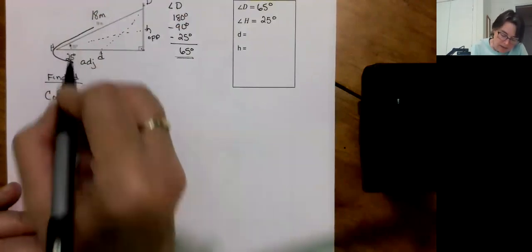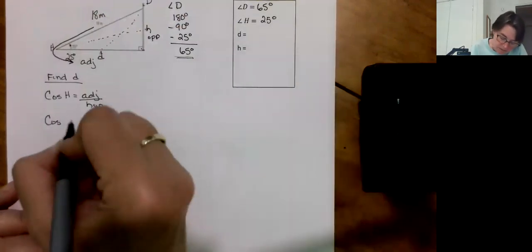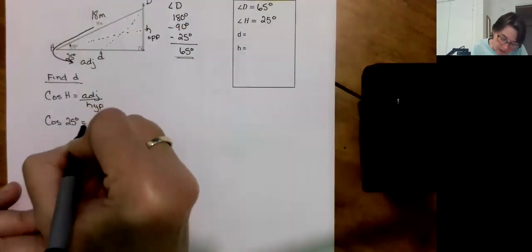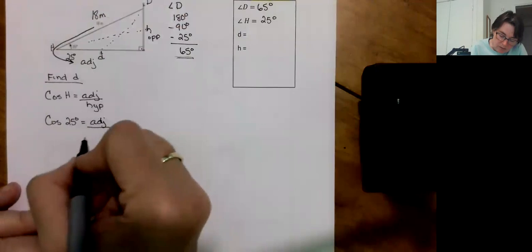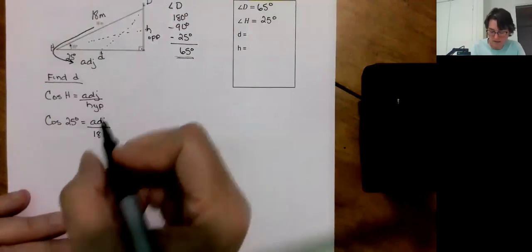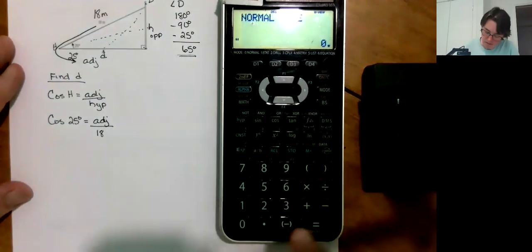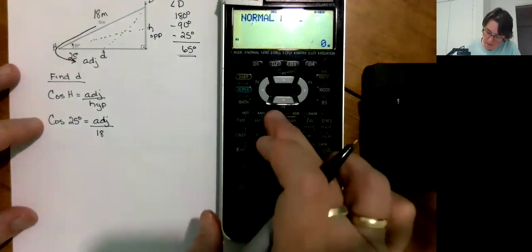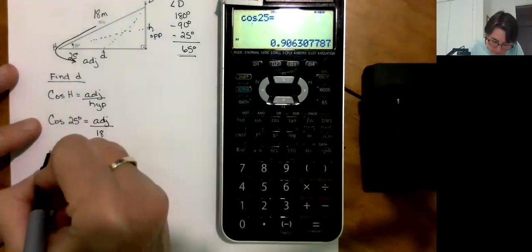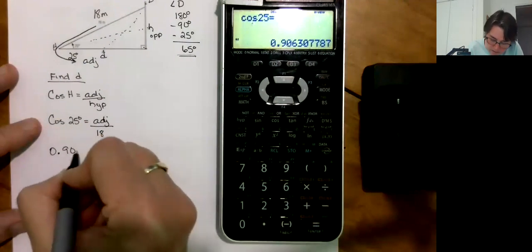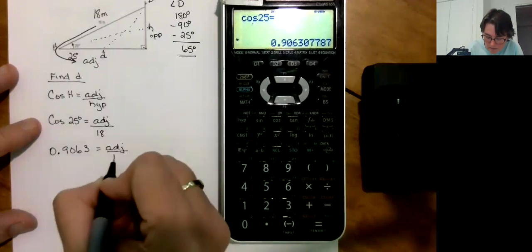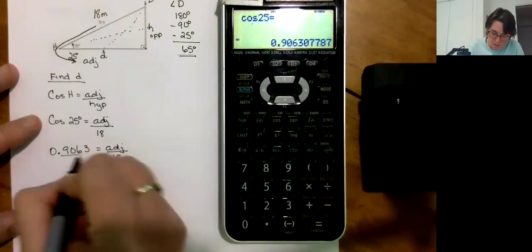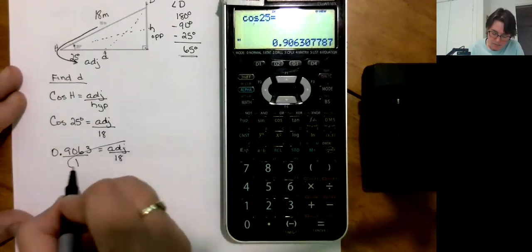So cos, now angle H is 25 degrees, said it over there too, is adjacent, which I do not know, over my hypotenuse, which I do know, which is 18. So my calculator may be way over here. Cos 25 is 0.9063 is adjacent over 18. Going to put 1 there, and we are going to cross multiply.